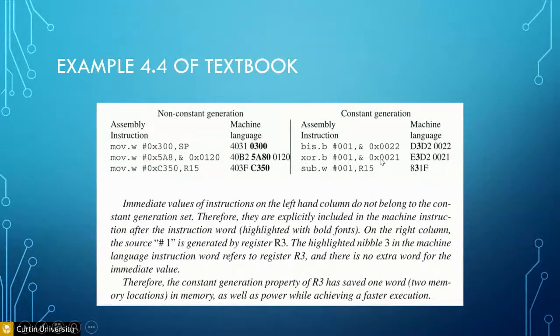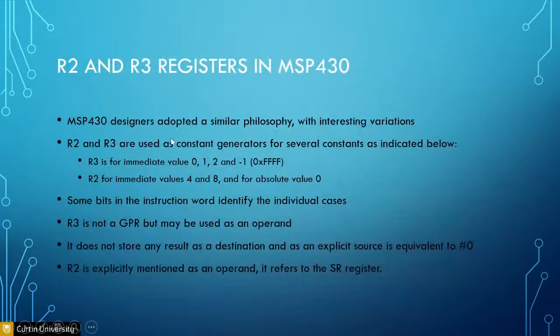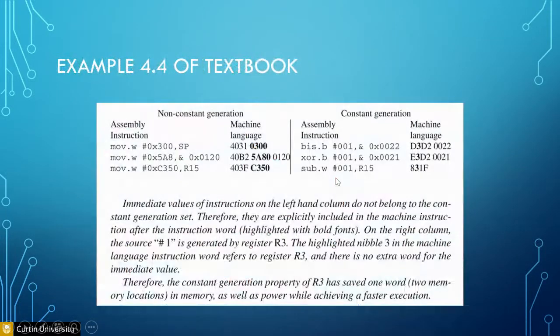Again, you cannot generate every single constant. You can generate some common constants: 0, 1, 2, -1, 4, 8, 0. These are common constants that you can generate. A weird number, like 50,000 or something like that, cannot be generated.